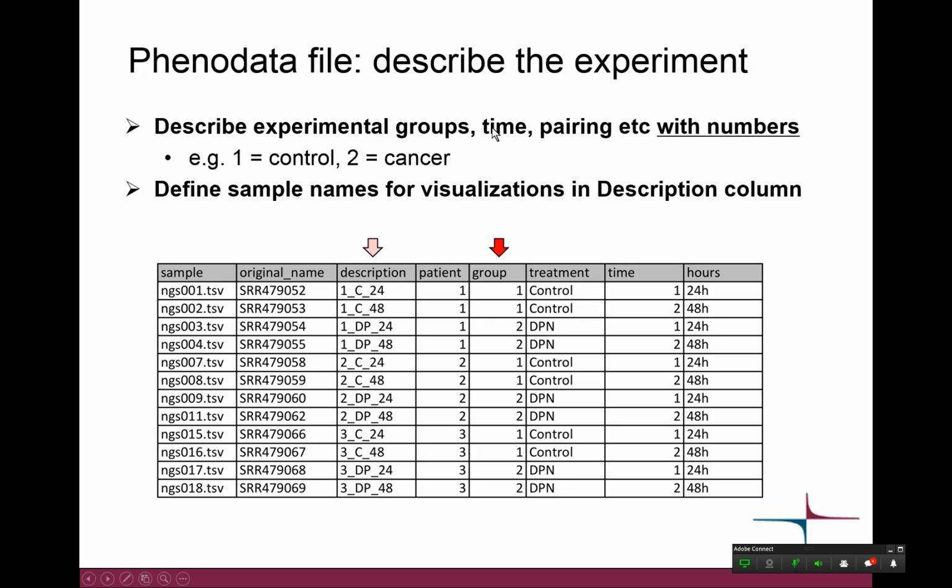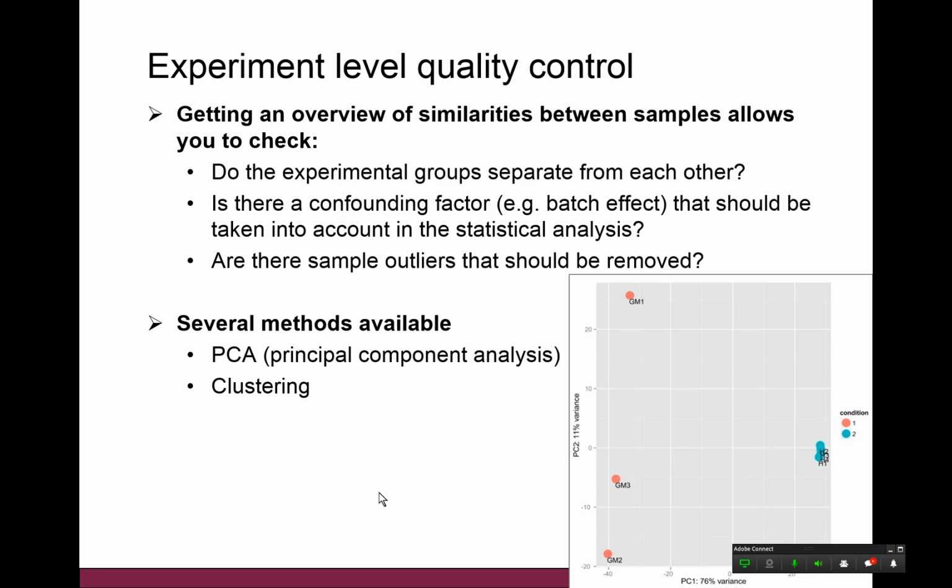Of course, you might have a more complex experiment with, say, time points or pairing, like I have here, so different time points, again marked with numbers, and different patients, again marked with numbers. Then the other column you might be interested in is the description column, because here you can write text, whatever you want, that will appear in the visualizations. So when you make plots of this data, like for publications, what do you want to call the samples then? And then I pass to Marin.